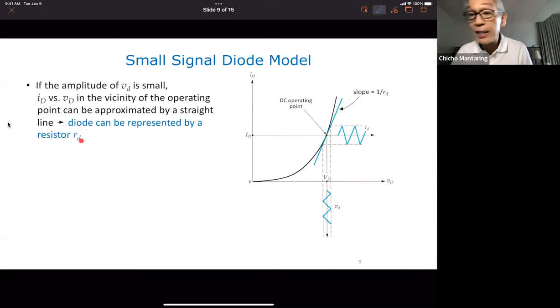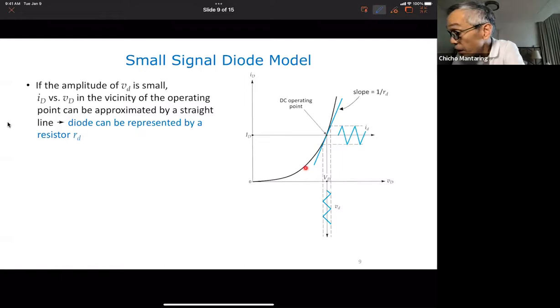Okay, this resistance is not the same as... because some students get confused. They think that this resistance is the same as the diode forward resistance in the piecewise linear model. No, it's not the same. It might be close in value to it, but it is not the same. The value of this R sub d changes depending on where your operating point is.